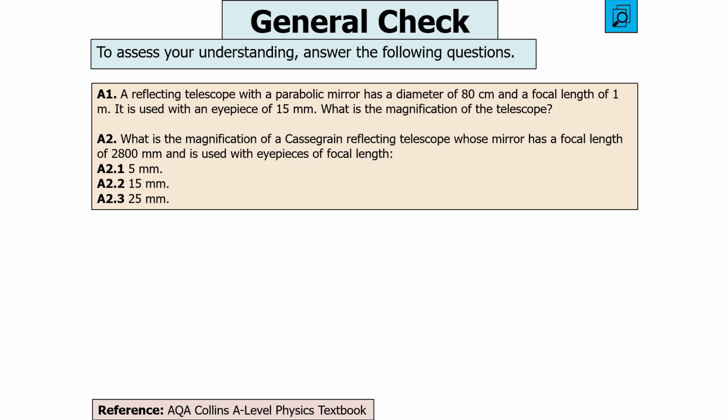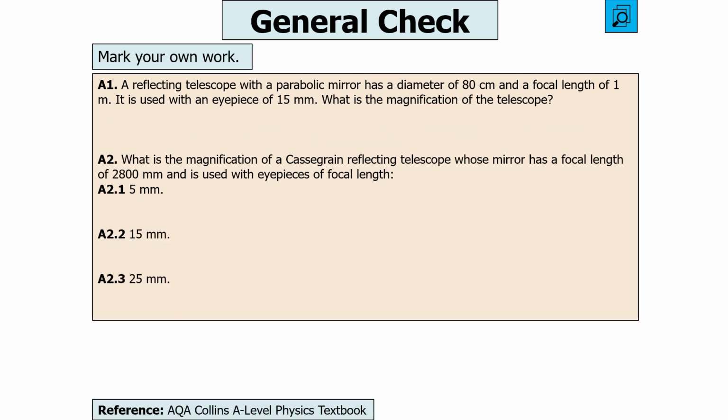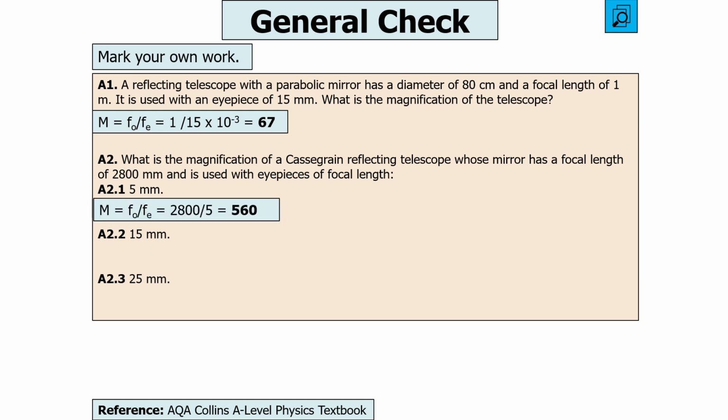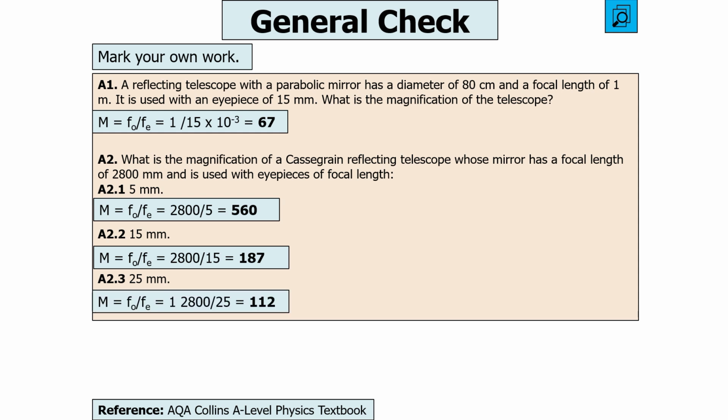So for this first question, how can you work out the magnification? Well, as we said before, magnification is f_o over f_e, so we've got to keep it in the same unit, so it's 1 over 15 times 10 to the minus 3, so it's 67. In this next one, we're doing the same unit, so we're fine, so it's 2,800 over 5, 560. Next one, 2,800 over 15, 187. And then finally, 2,800 over 25, which is 112.